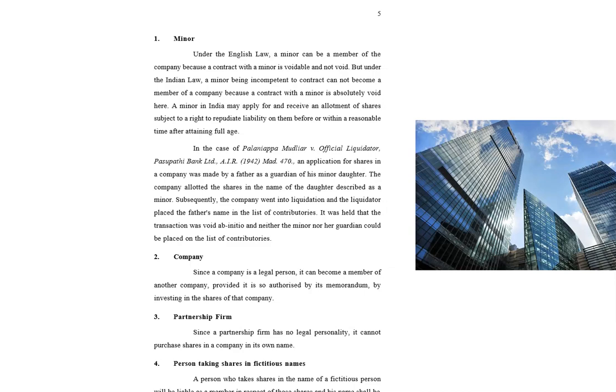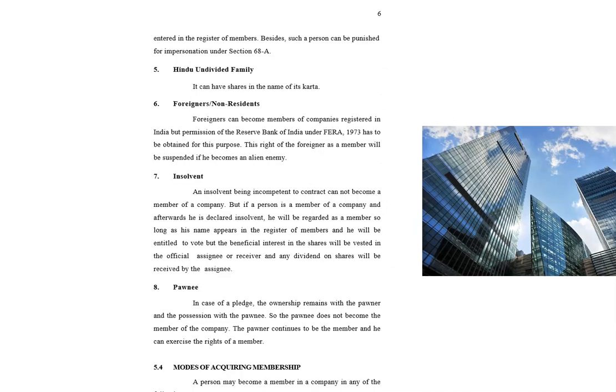Since a partnership firm has no legal personality, it cannot purchase shares in a company of its own. Persons taking shares in fictitious names cannot be members. Hindu undivided family: shares can be held in the name of the Karta only. Foreigners, NRIs: foreigners can become members of companies registered in India but permission of the RBI as per FEMA 1999 has to be obtained. An insolvent cannot be a member, he is incompetent, right? Pawnee: in case of pledge, the ownership remains with the pawnor. So again, that is a charge created. And mode of acquiring membership: a person may become a member in a company in any of the following ways.